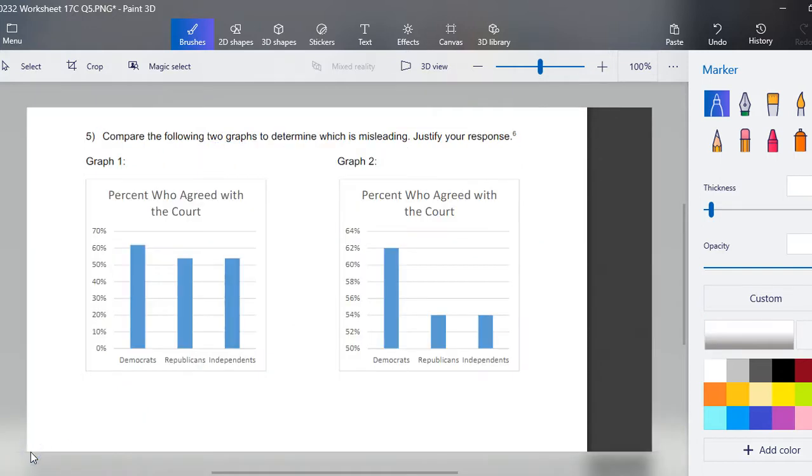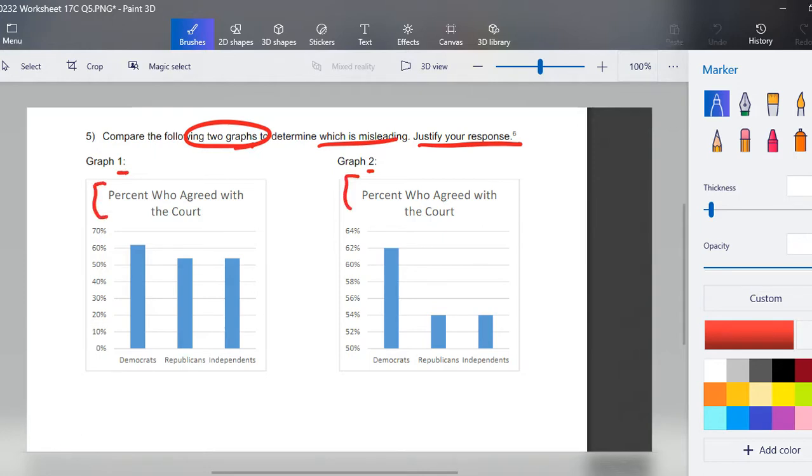Now we're ready to do the last question in this lesson, which is still asking us to do the same things. It is asking us to compare the following two graphs and determine which one is misleading, but then to definitely justify our response. So looking here, graph 1, graph 2, percent who agreed with the court, Democrats, Republicans, Independents. Looking at the vertical axis, we're going 0 to 10 to 20 to 30, so we're going up 10% on each increment.